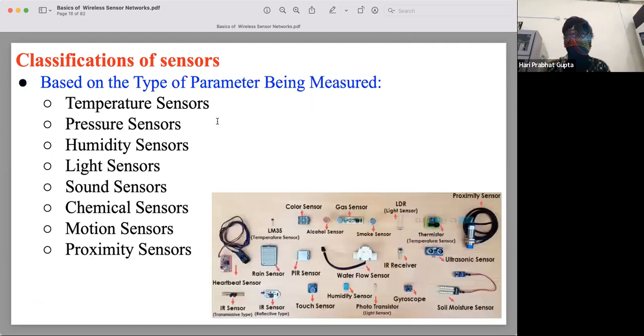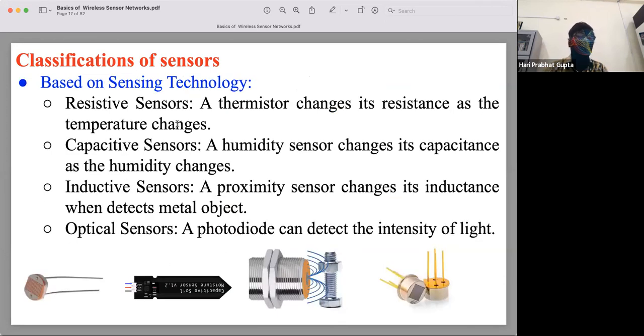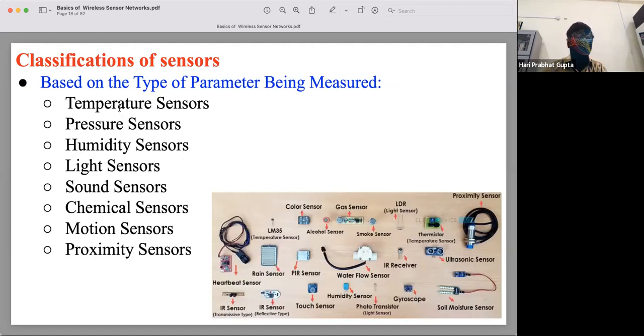Sometimes in the literature, they say sensors can be classified or divided based on the parameters they measure. For example, temperature sensor, pressure sensor, humidity, light, sound, chemical, motion and proximity sensors. This is their name itself. Here we are not using technology, we use what they are doing. If they measure the temperature, they are the temperature sensor. If they measure the pressure, we can say this is the pressure sensor.